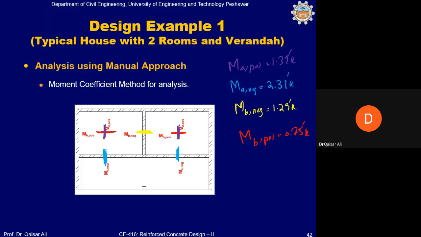Now if you see this one, MA negative, so this support is common between one-way and two-way slab system. So this value, we will also calculate from one-way slab analysis to check which one of these values is maximum.